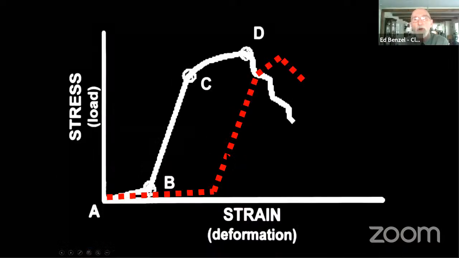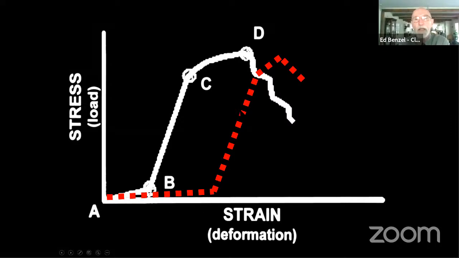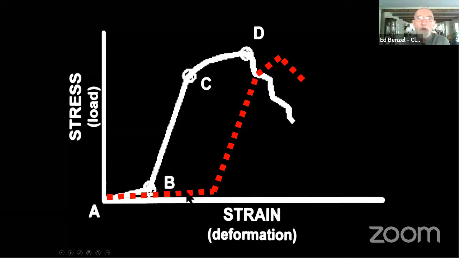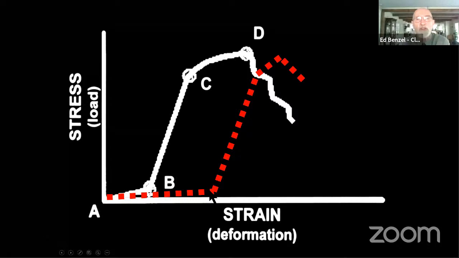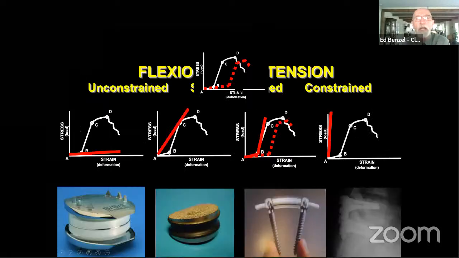So normally what we'd like to do when a spine looks like this. This is a stress strain curve of a mechanically unstable disc. And the hallmark of that is a widened neutral zone. The neutral zone is larger. It is a sloppier motion segment.